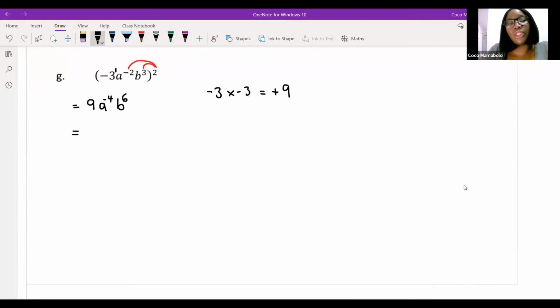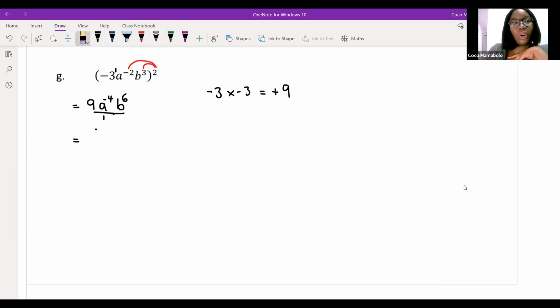I'm not done because I need to leave my answer with positive exponents. So what do I need to do? Ma'am, if I'm not mistaken, put 9a to the negative 4 b to the 6 over 1? The whole thing over 1. And then what happens to our negative exponent? You would take it to the bottom, which means there is a change of sign, and it will become a to the positive 4. Give me what I need to write. So basically, now it would be 9 b to the 6 over a to the positive 4.